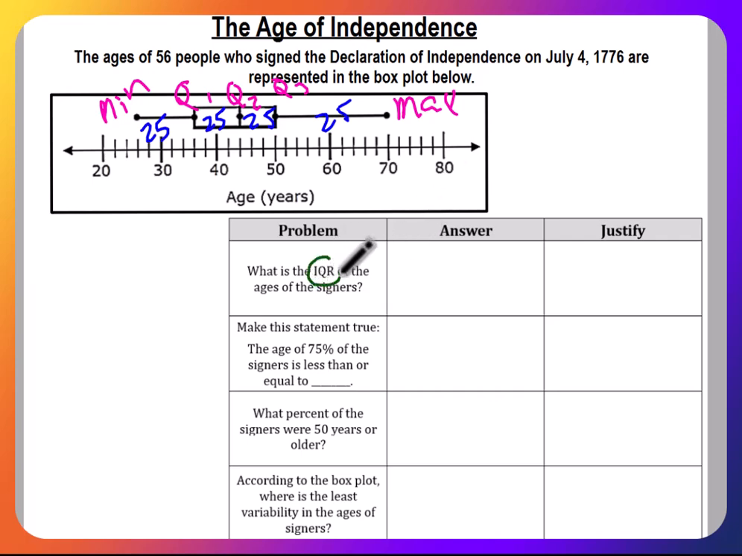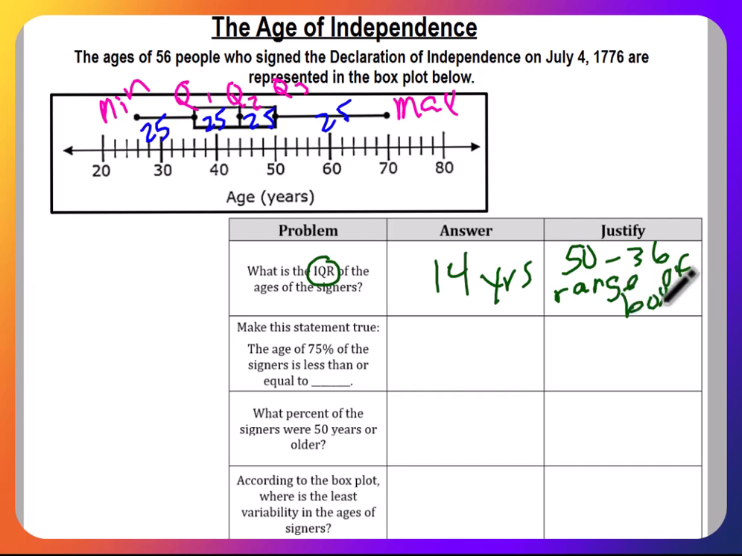Again, IQR, interquartile range. This is the range of the box. So the range of the box goes from 36 to 50. So it's going to be 50 minus 36, and I get what? 14. So 14 years. Justify it. I show the numbers that I'm subtracting, and I'm going to put, IQR is the range of the box. If it was the regular range, it would be the maximum minus the minimum, right?